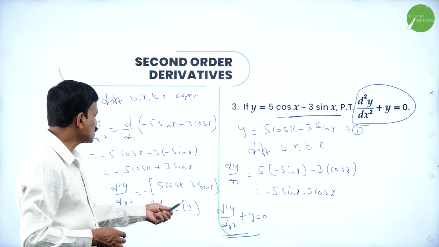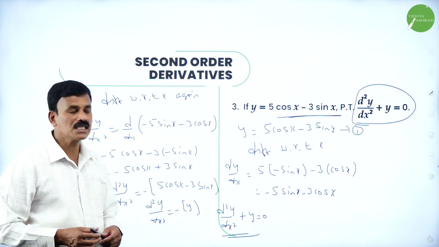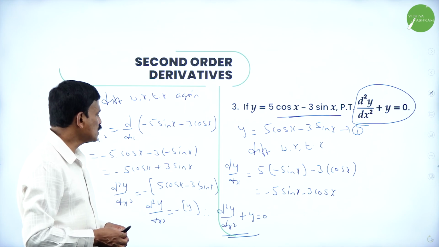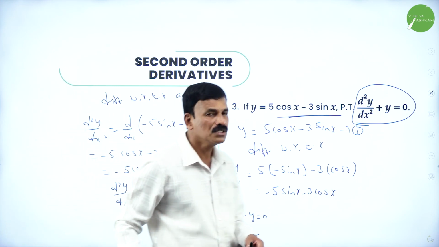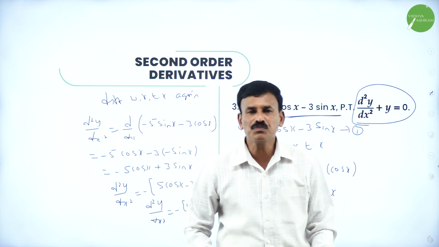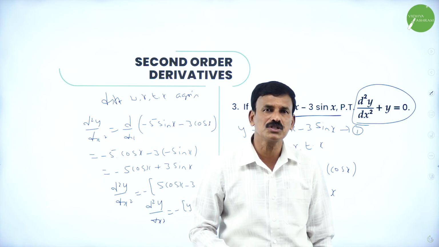So we can represent this as y. So minus y. Transfer minus y to the left hand side, it becomes plus y. So therefore d square y by dx square plus y is equal to 0 is the required answer. That's it. Hope you followed. So these are a few problems based on the second derivative. This is how we are going to solve second derivative problems.